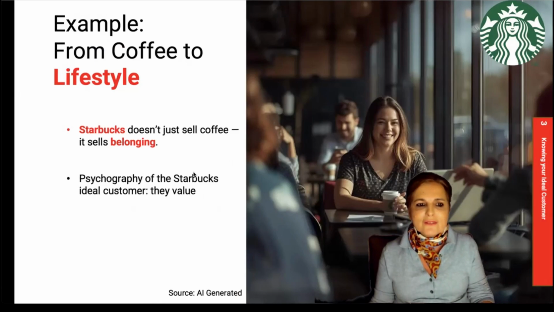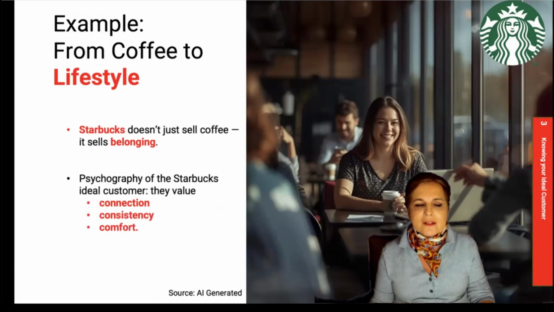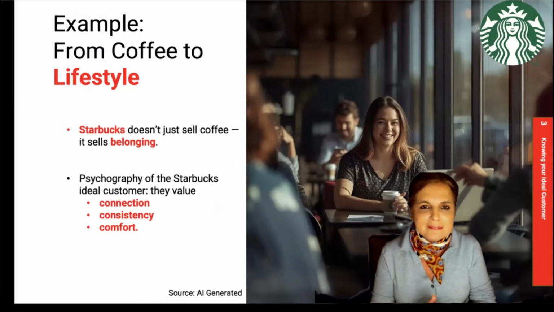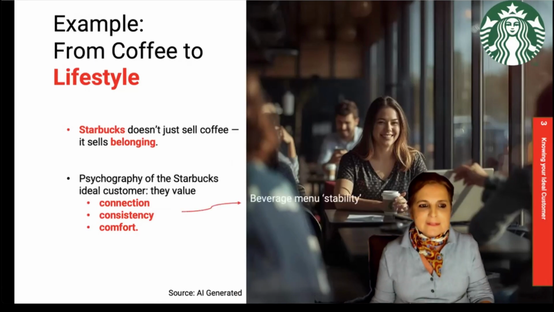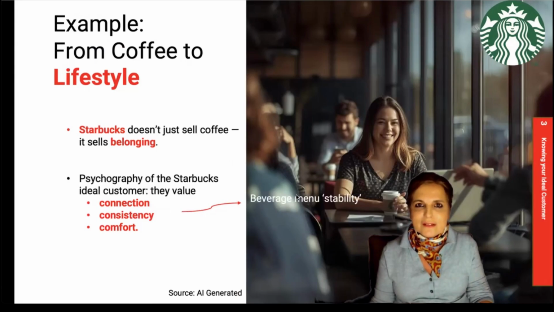The psychography of the Starbucks ideal customer, it's obvious, right? They value things like connection. A lot of people make Starbucks their like second office, right? The consistency and the comfort. And these three items you see here, they really help Starbucks determine even the style of furniture that they go with. So the consistency, well, in fact, the menu of beverages of Starbucks is very consistent.